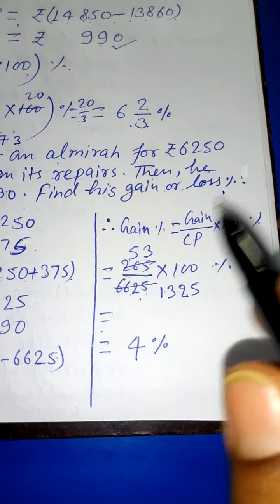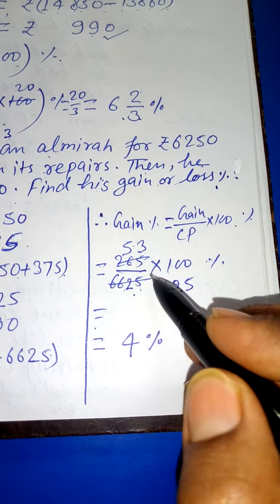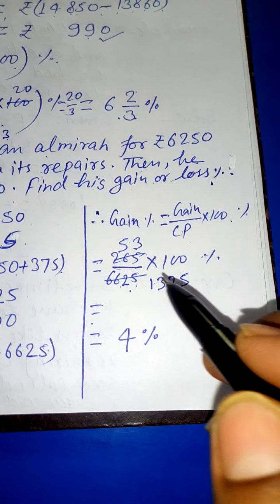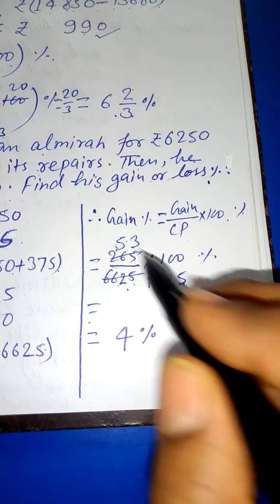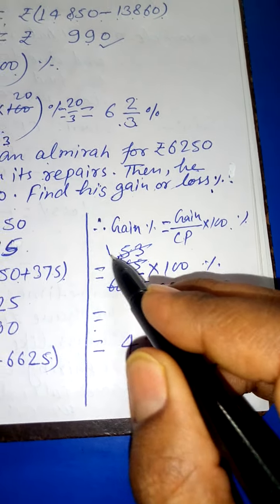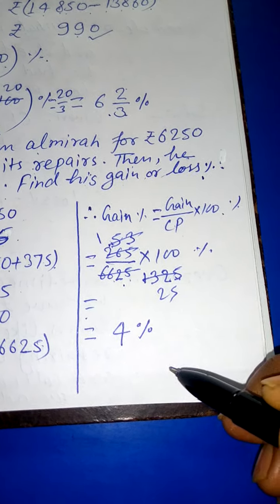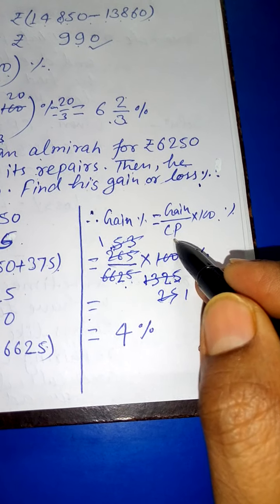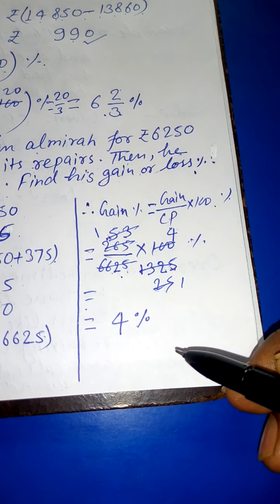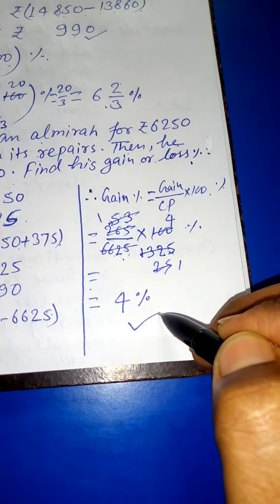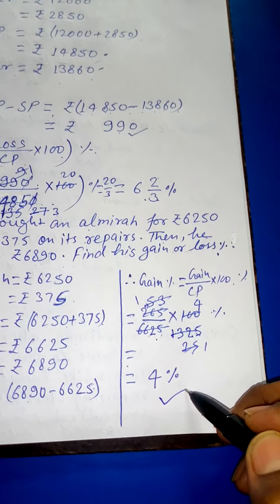Once again, in 5 times, in 25 times it is divided. You can solve it: in 25 times it is, and then it will be 25 by 4, 100, that is 400, 4%. The answer is 4% gain.